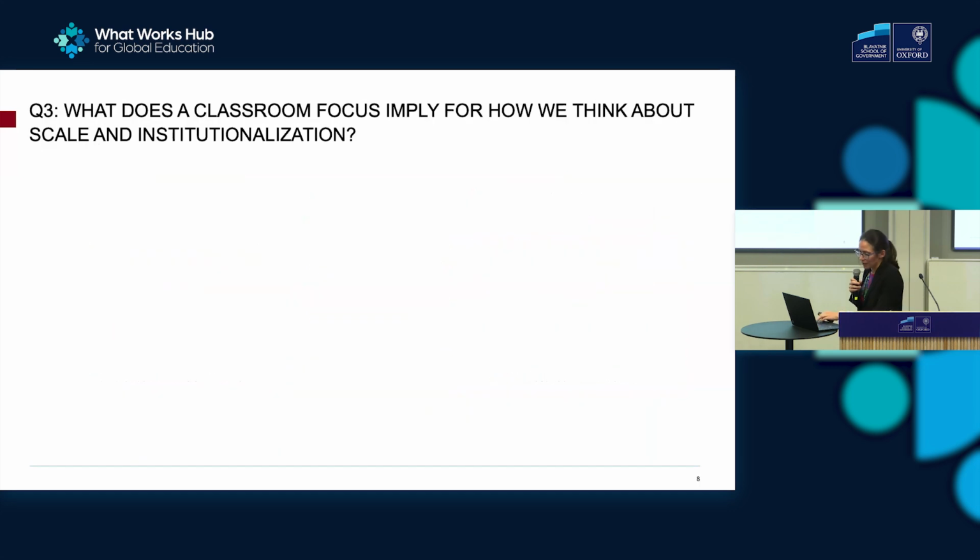And the last and final question is, okay, what does all this mean for how we think about scale and institutionalization? And as a funder, I hear often, I have this great intervention, but that relies on a model of 1 coach to 10 schools. Or I have this great intervention in this small country in West Africa that has great results, but costs $300 per student. And we probably need to stop that.